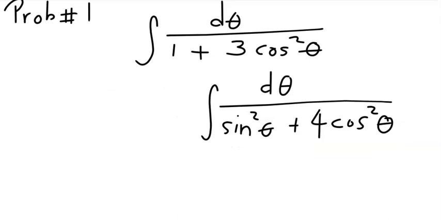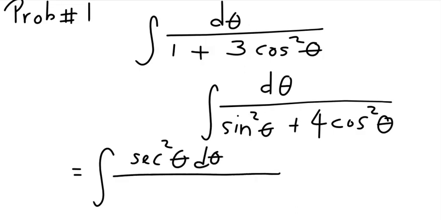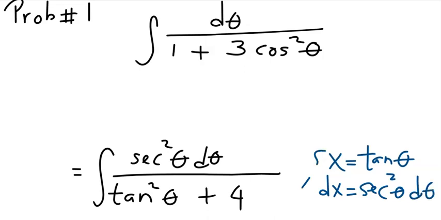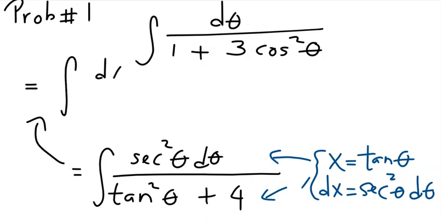So if we divide the numerator and the denominator by cosine squared theta, we will get the following integral. The numerator will simply become secant squared theta d theta over tangent squared theta plus 4. Introducing a variable x as tangent theta, dx becomes secant squared theta d theta. Substituting this information in here and there, we get the following. So this integral will simply become dx over x squared plus 4.